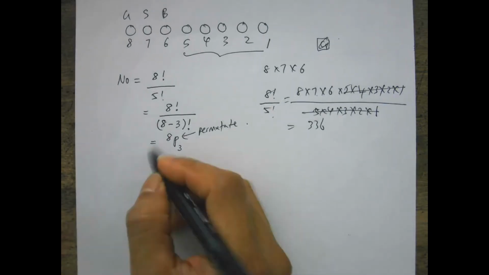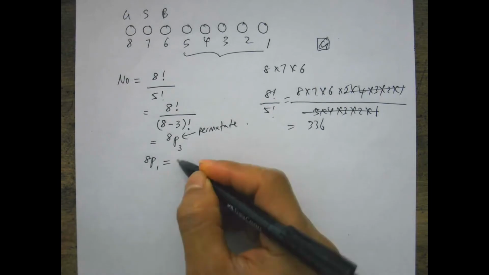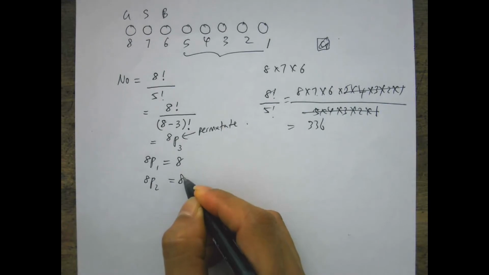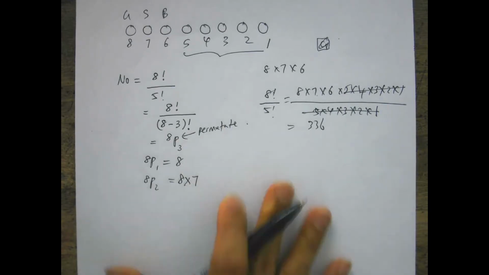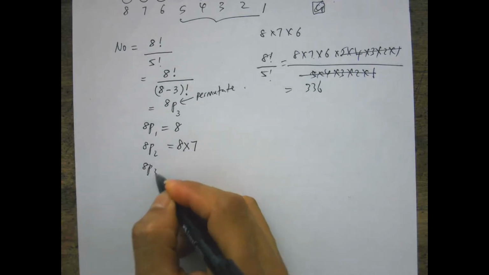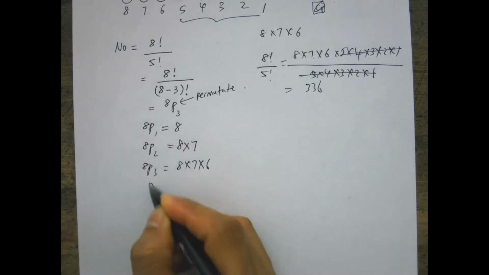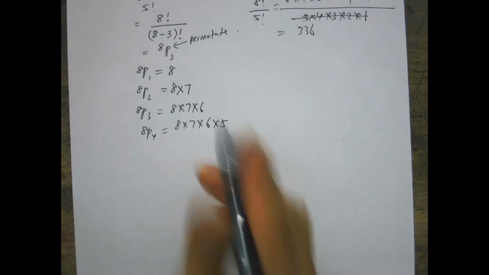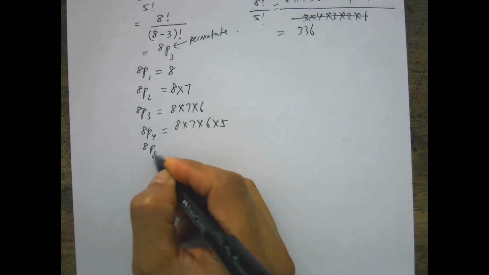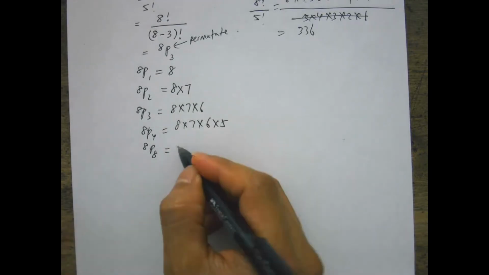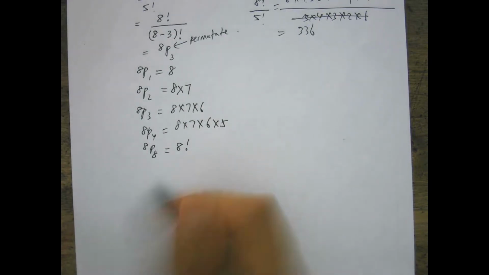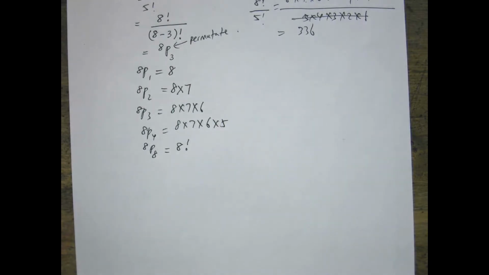Just so you know, 8P1, if you use a calculator, it's just 8. 8P2 means 8 times 7 in descending order, because I'm only arranging 2. 8P3 is 8, 7, 6. 8P4 is 8, 7, 6, and 5. By the way, how about 8P8? 8P8 means out of 8, I arrange all of them, which is going to be 8 factorial. This is the same as earlier, the concept of factorial. Okay, so anything else? That's all right.